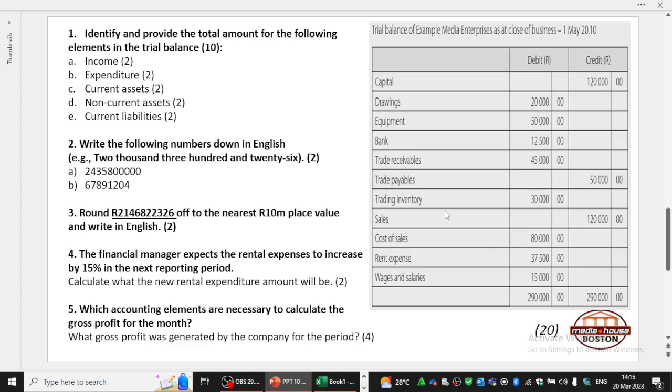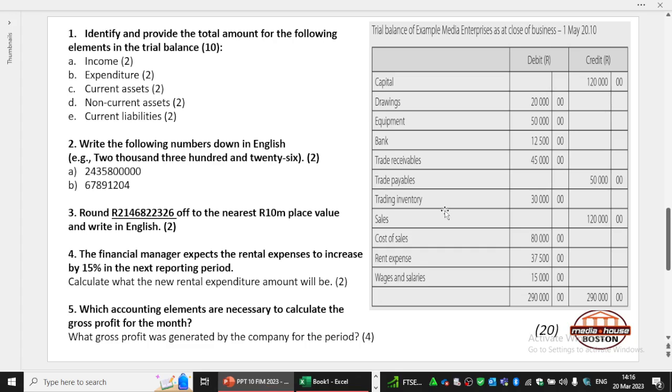So the first question, it's having 10 marks. It says that given the following information, which is the trial balance of a media enterprise at close of business 1 May 2010, you have got the following trial balance. You have got your debit and credit on your trial balance, and I've already indicated what the debit side represents and what the credit side represents in your trial balance. So these are explained during some of the lessons. You can go and watch some of the recordings.